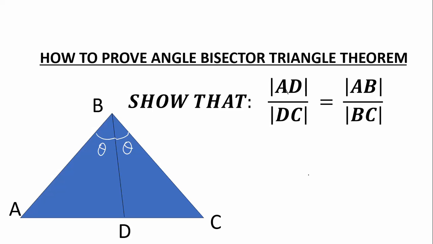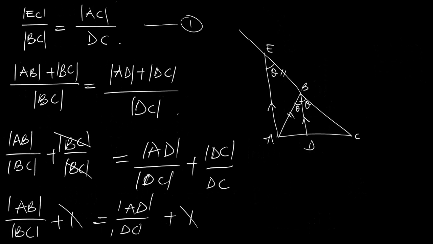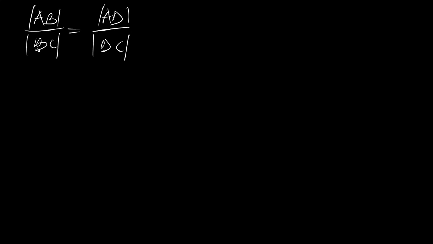AD all over DC, AB all over BC equal to this AD all over DC. So we have done that. Now let's look at the second method.